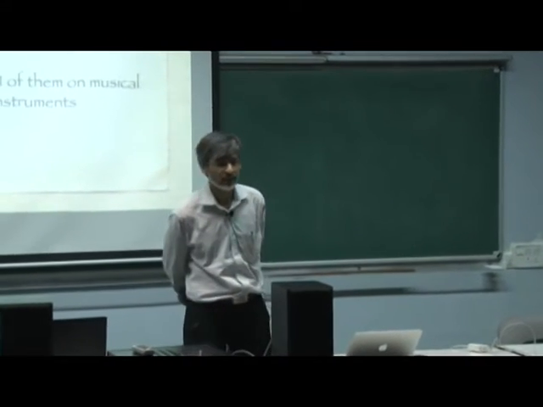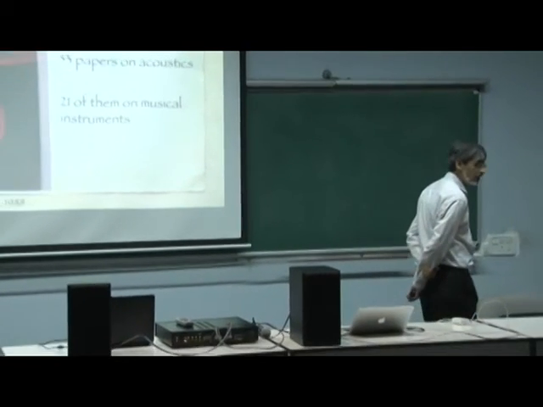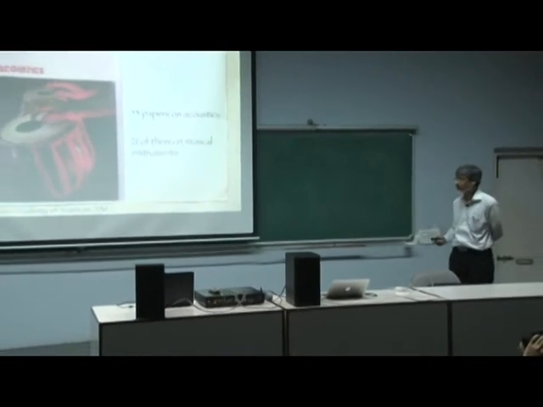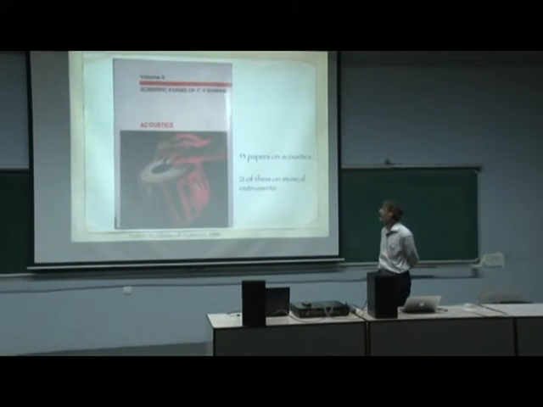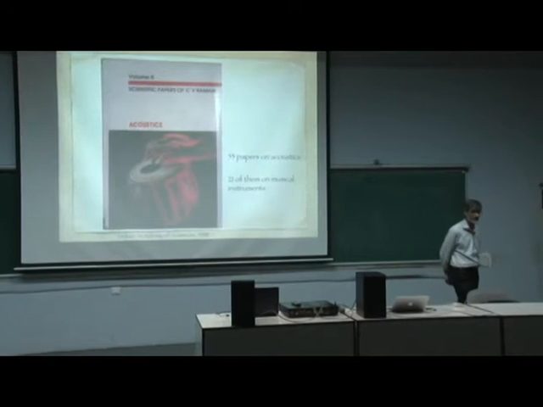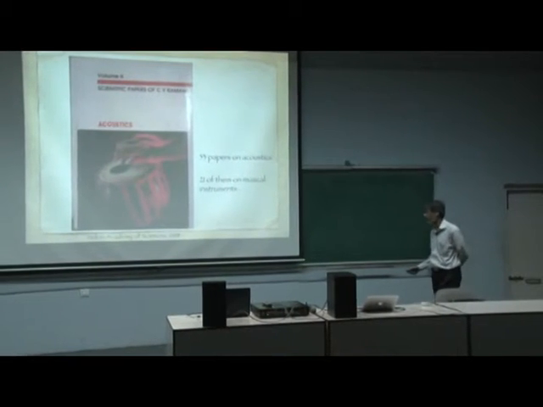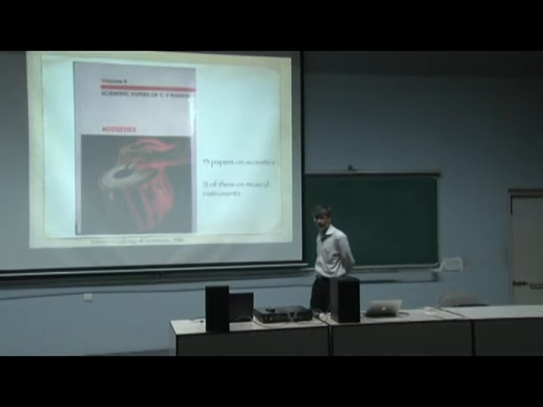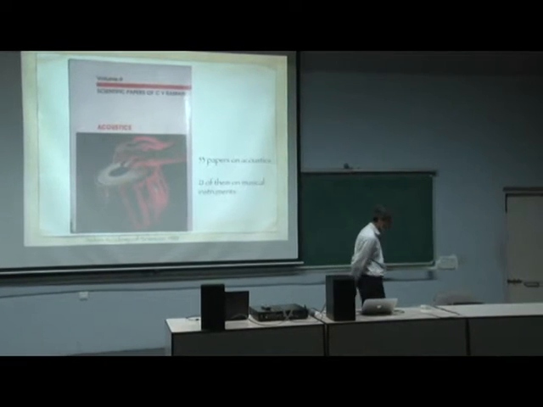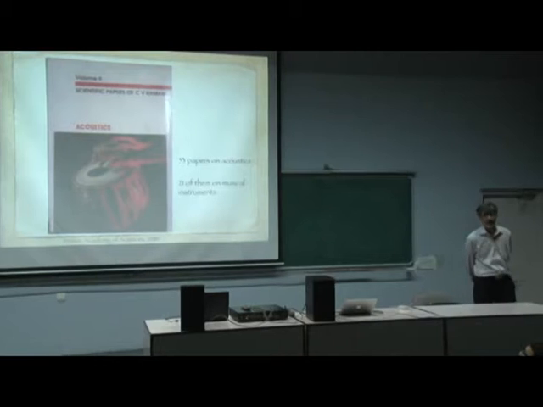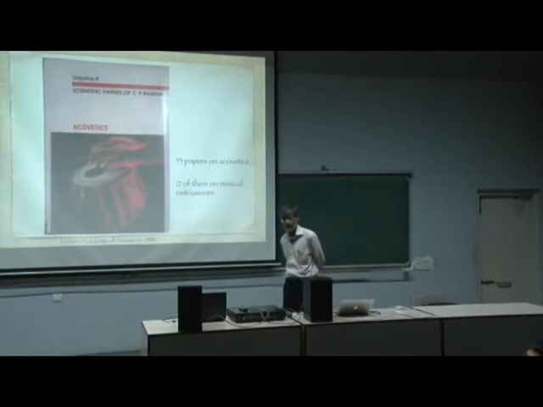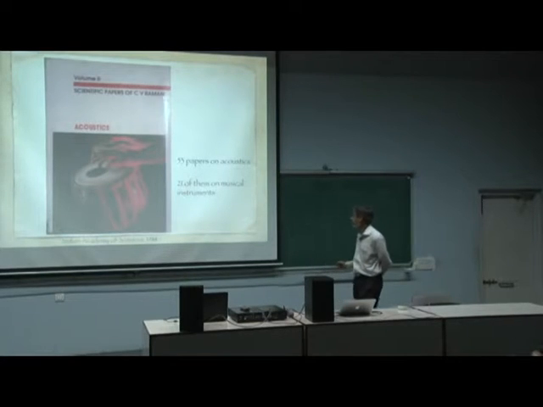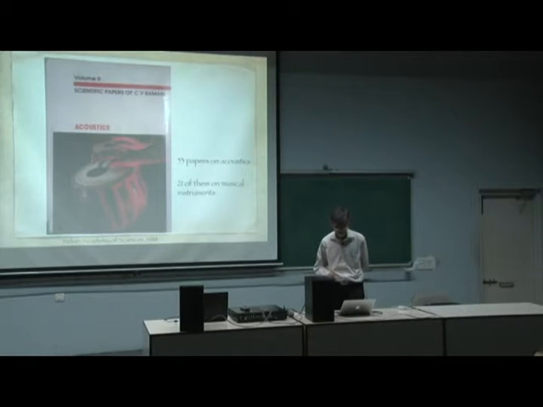Almost everything that I'm going to talk about can be found in this book. This is volume 3 of the collection of scientific papers of C.V. Raman. It's published by the Indian Academy of Sciences. And it contains 53 papers by Raman on acoustics, 21 of which are on musical instruments. And my talk essentially will cover, in particular, these 21 papers on musical instruments.